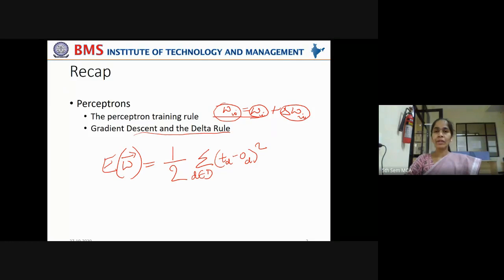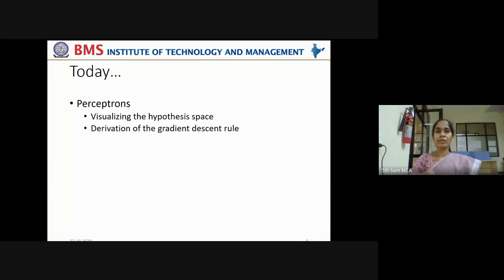The perceptron training rule is the algorithm used for linearly separable problems in order to adjust the weights to reduce the prediction error, and gradient descent and the delta rule is the error measure which is used to reduce the error in predictions with respect to non-linearly separable problems. Okay, this is what we understood in the previous class.